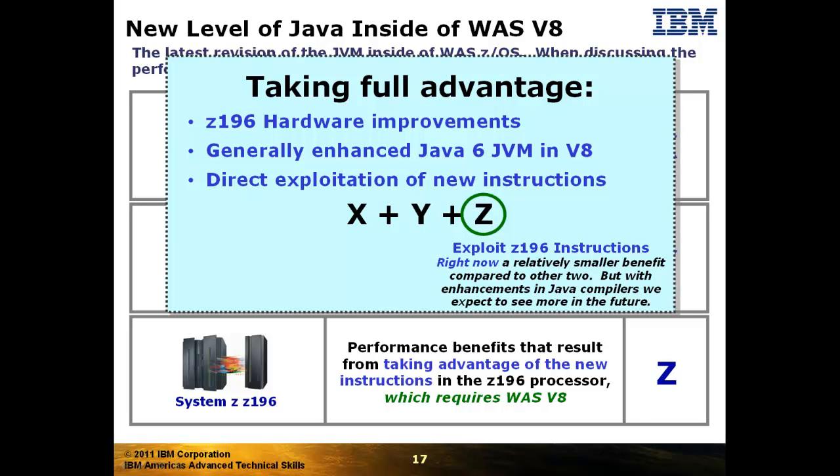In addition, there's a category of performance not shown on the chart, and that's the performance benefit associated with WAS version 8 itself. As has been true in past releases, general improvements have been made in various areas of the WebSphere product itself.